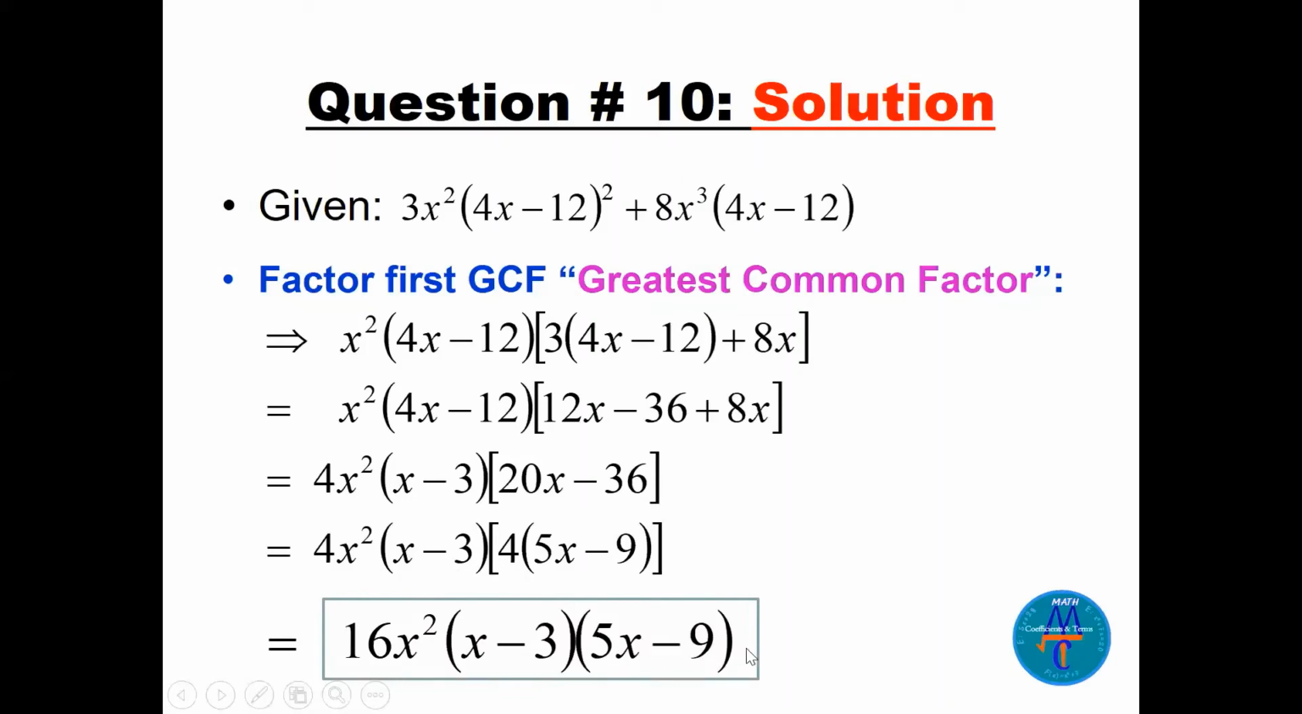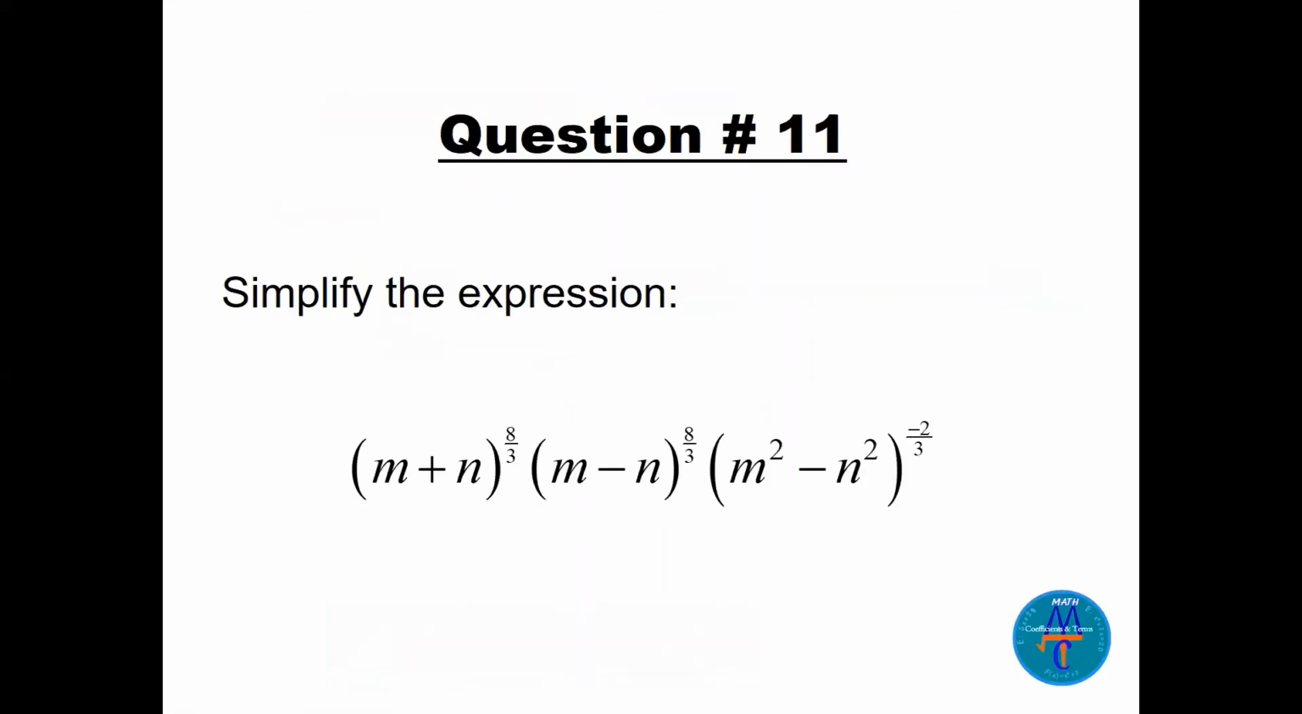You can always ask, can we factor more? If yes, you have to do it. If no, that's the final answer. Simplify the expression. Really nice question. We have m plus n to the power 8 over 3, m minus n, same power 8 over 3, m squared minus n squared to this power minus 2 over 3.